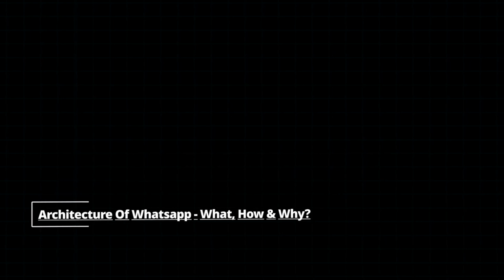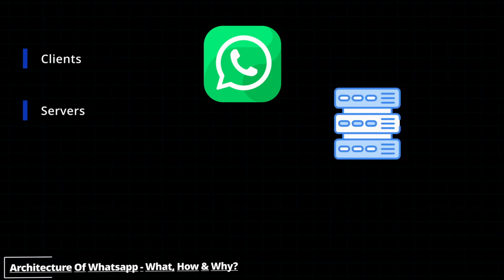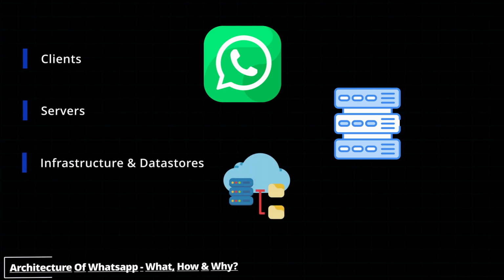At a high level, WhatsApp has three main layers: first, clients, that is the app on your phone; second, servers, the WhatsApp backend that routes messages, manages presence, and does short term storage; third, infrastructure and data stores. That is the distributed system that keeps everything fast, durable, and available across the world.